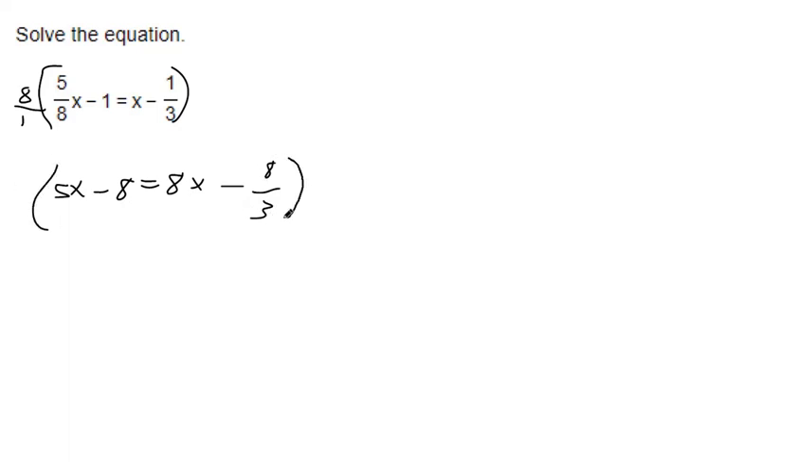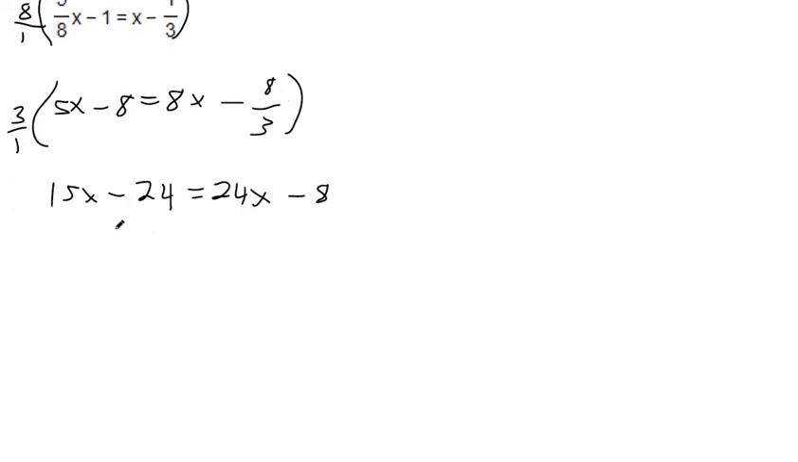We can get rid of that fraction by doing the same thing, but just multiplying everything by 3. So that's 15x. 3 times -8 makes -24. 3 times 8x makes 24x. And then 3 times -8 over 3, that's just -8 for the same reason. That's the whole reason we picked 3, so that those could cross simplify.